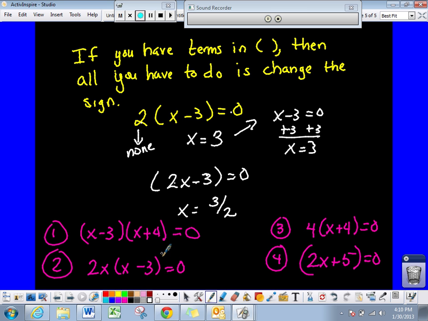Okay? So they're already factored. So the solution would be x equals 3, x equals negative 4. Just change the sign. This one down here, because we have 2 times x and it's outside of the parentheses, x is going to equal 0 and x is going to equal a positive 3. Over here, this is just a 4, so that's not going to be a solution. The only solution we're going to have is x equals negative 4. And the last one will be x equals, change the sign from positive, make it negative, negative 5 over 2.